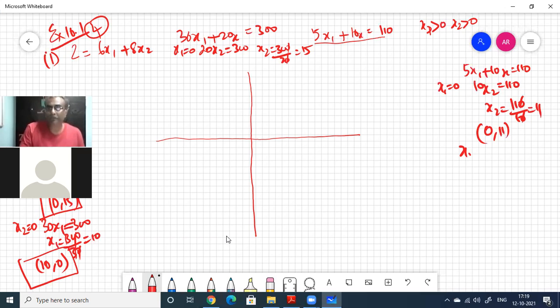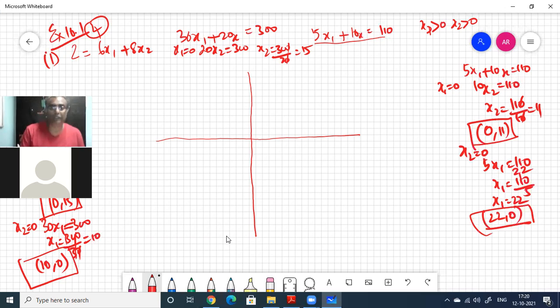Take x2 is equal to 0. Then the equation becomes 5x1 is equal to 110. x1 is equal to 110 by 5. Those 2 times 10 is 20, so 2 times 11, 22. x1 equal to 22. So 2 points are there. 22, 0 is the second point. This is the first point. Okay. Now you got 4 points.